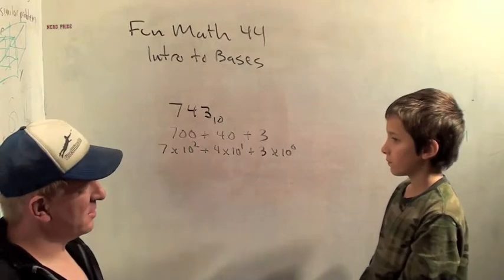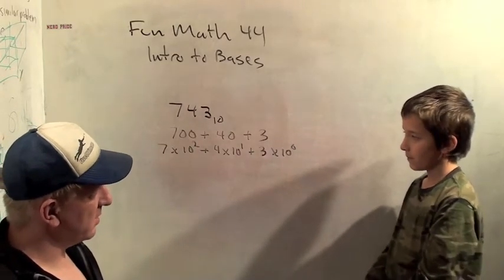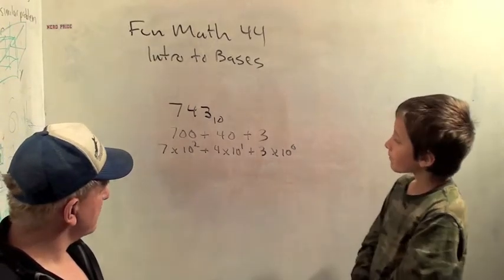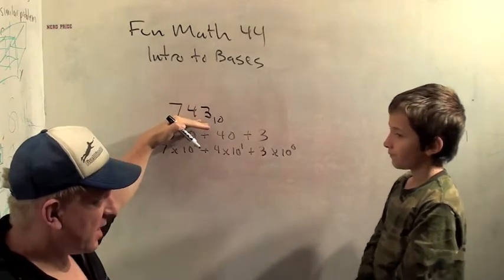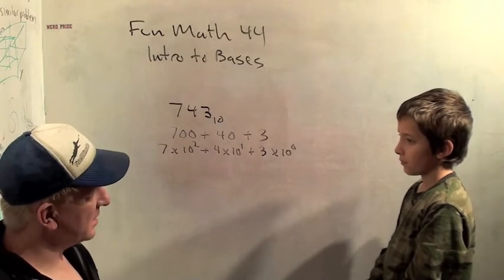10 to the 0? What does that mean? It's 1. 10 to the 0 is 1. In fact, anything to the 0 is 1. Okay? So this is what we call base 10, or do you know what the other name for base 10 is? Decimal. And do you know what deci means?